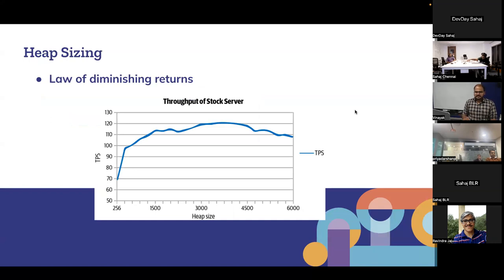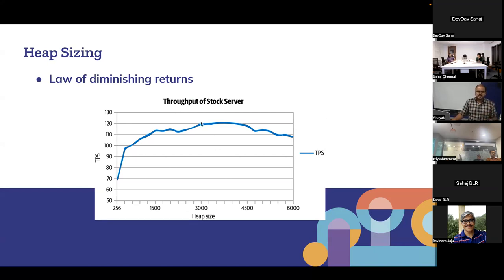Okay, next part is regarding heap sizing. Throwing more hardware at a problem is not a solution. So let's say you give more and more heap, it doesn't mean your application will give the same benefit back of throughput to you. So there's the law of diminishing returns.